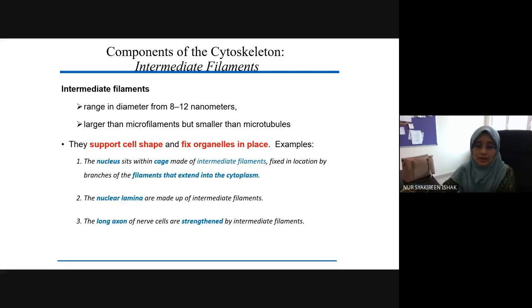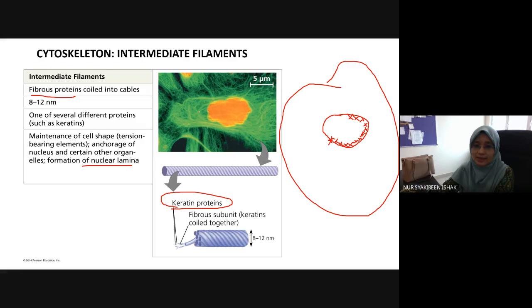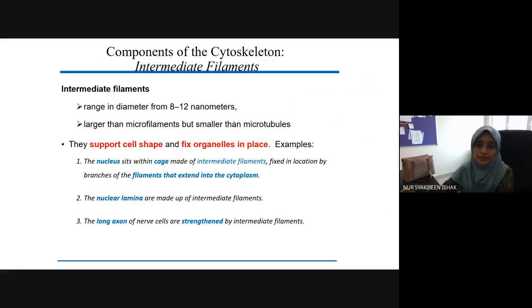Okay. So for example, number 1, the nucleus sits within a cage made of intermediate filament fixed in location by branches of filaments that extend into the cytoplasm. Ni lah dia nampak yang warna hijau-hijau ni. Okay. So it anchors the nucleus in place and extends throughout the cytoplasm. Okay. It anchors organelles also. Okay. So the nuclear lamina is made up of intermediate filaments.